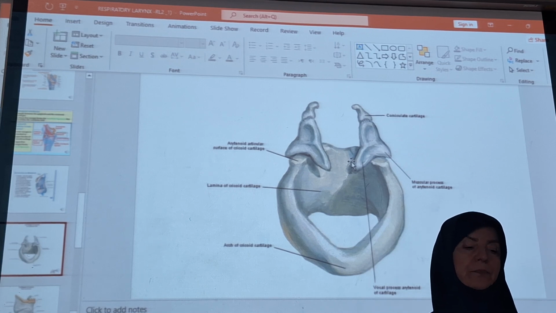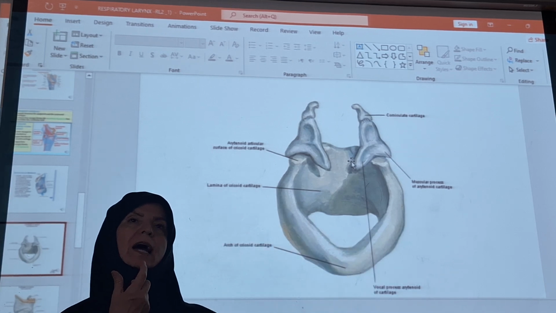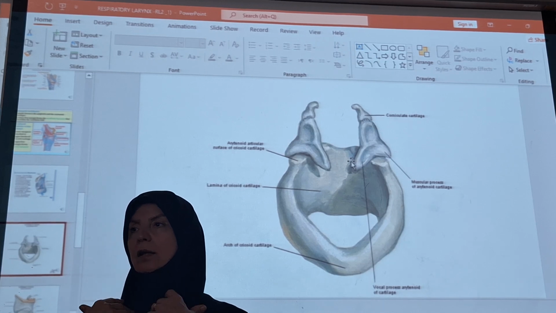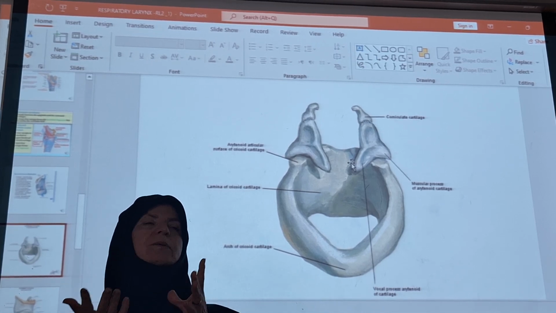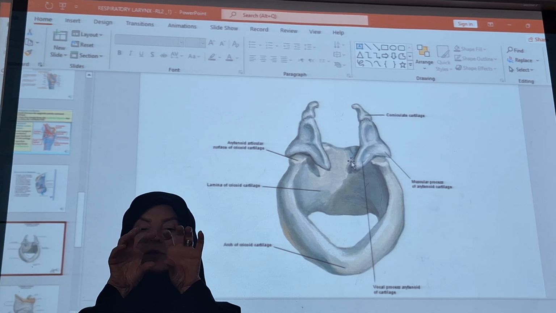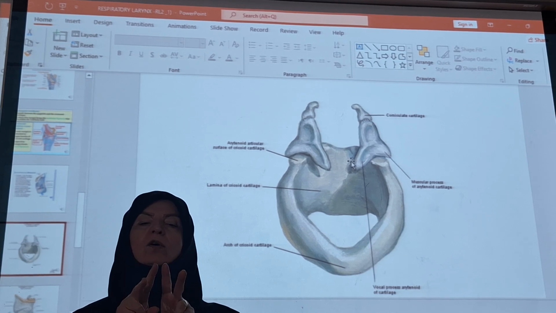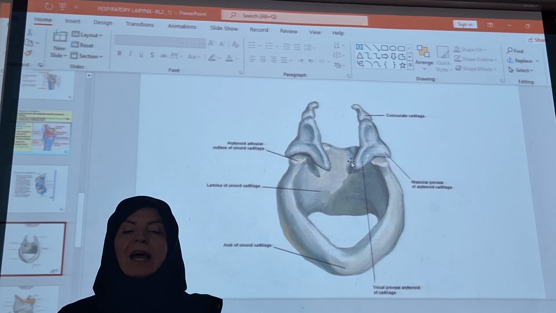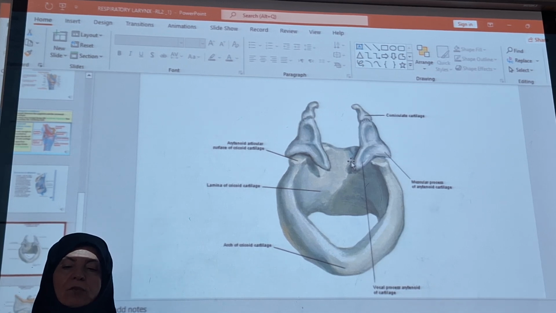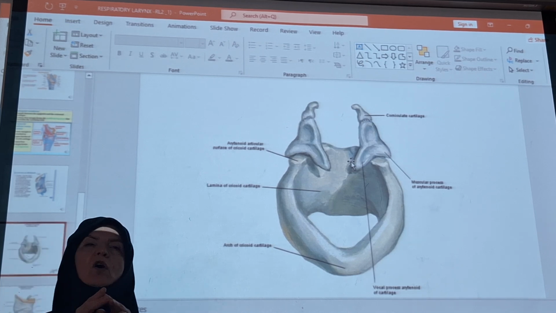Now look at the picture. When you are going to pass a laryngoscope, have you ever heard of the laryngoscope? When you want to look at the vocal ligament or vestibular ligament, you pass a laryngoscope through the mouth to be able to look at the vocal ligament. We have four ligaments: two vestibular ligaments and two vocal ligaments.